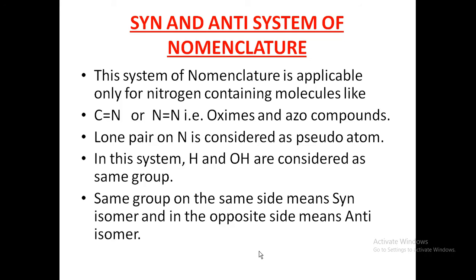The lone pair on the nitrogen is considered as a pseudo atom. Nitrogen has one lone pair, it is considered as a pseudo atom, and another substituent will be there. And in this system, another thing which we have considered is that hydrogen and hydroxyl group, when attached with carbon or nitrogen, this H and OH are considered as the same group. So whenever the same group is on the same side, it is syn, like cis or Z, and if the same groups are on opposite sides, then it is called the anti isomer.